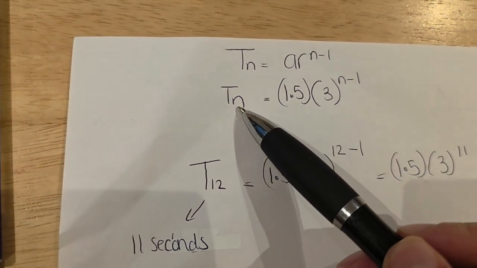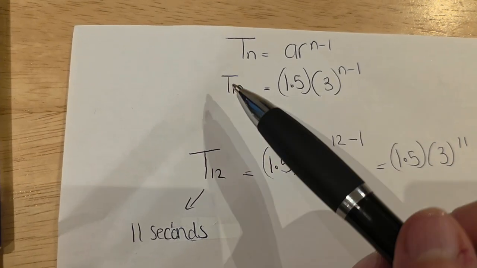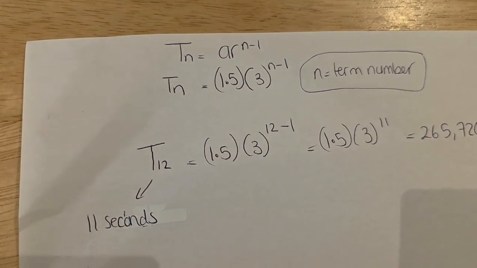Okay, so that would be your t of n formula, but in this instance, n represents the term number. It doesn't represent the number of seconds that have passed. It represents the term number. Okay, so that makes a difference.